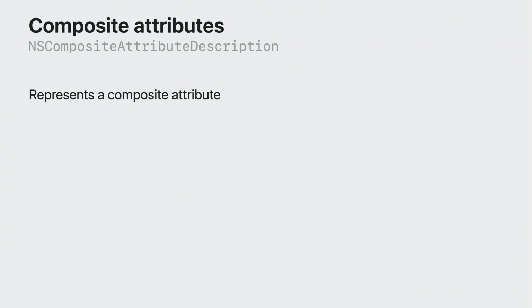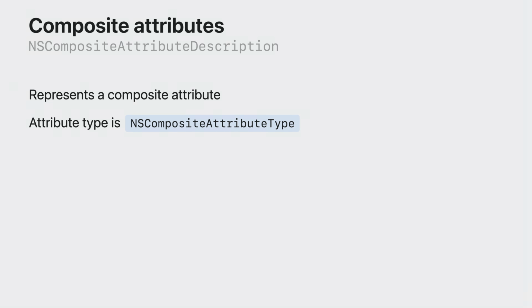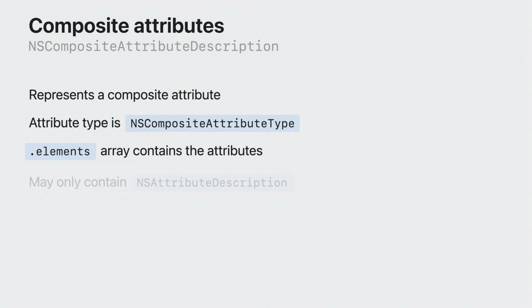The composite attribute class is NSCompositeAttributeDescription. The attribute type for an NSCompositeAttributeDescription is NSCompositeAttributeType. The NSCompositeAttributeDescription class contains an array, elements, that consists of NSAttributeDescriptions or other nested composite attribute descriptions. The elements array cannot contain other types of property descriptions, such as NSRelationshipDescription. Attempting to set invalid elements will result in an NSInvalidArgumentException.